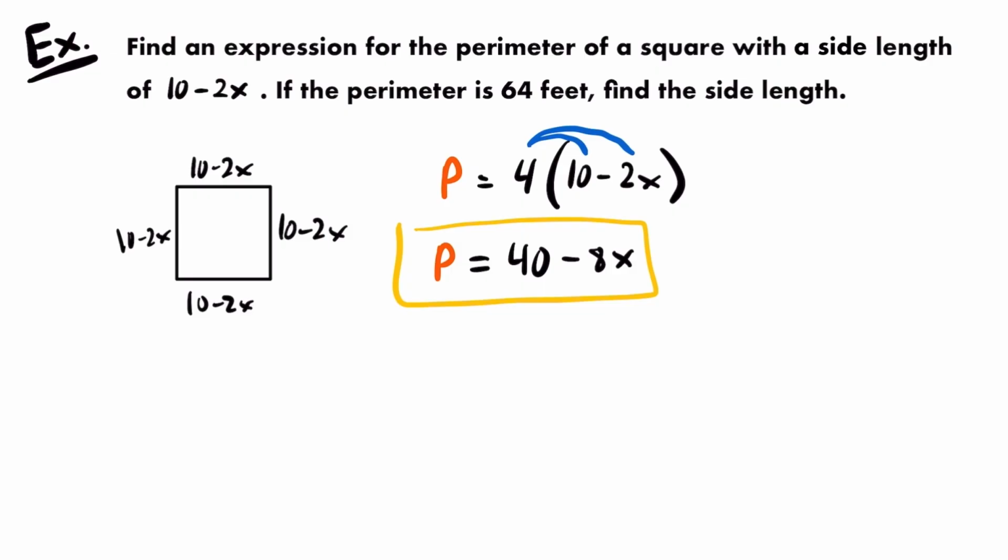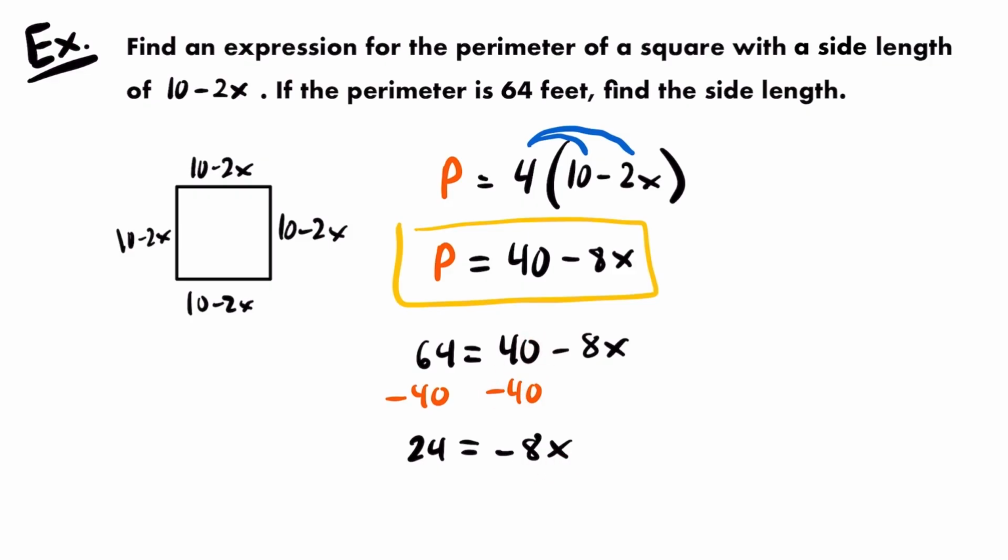Okay, so let's set 64 as the perimeter in this equation. We'll have 64 is equal to 40 minus 8x. And remember, we are trying to solve for x here, so we want to isolate this term. And so the first thing we want to do is get rid of this constant term. I'm going to subtract 40 from both sides of the equation. So if we do that here, 64 minus 40 is 24. So we have 24 is equal to negative 8x. 40 minus 40 is just 0, so that's gone.